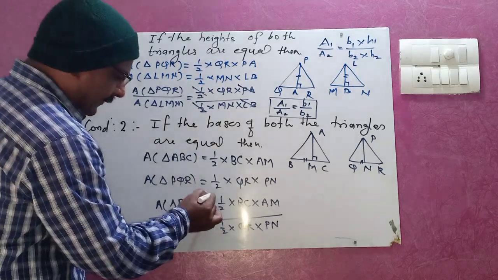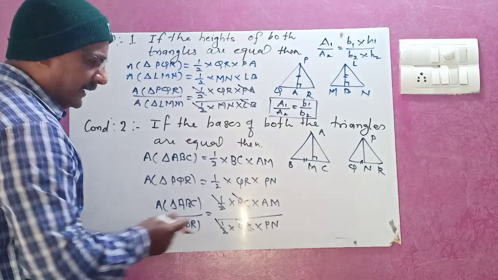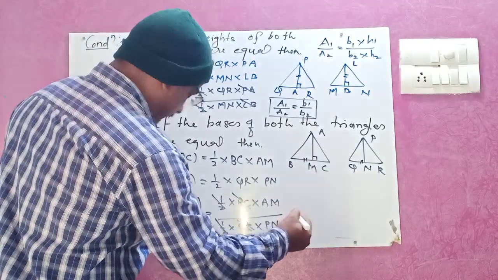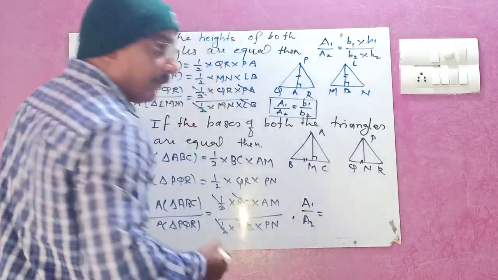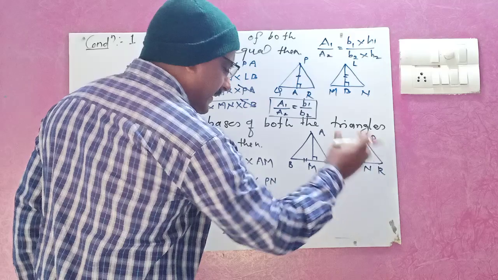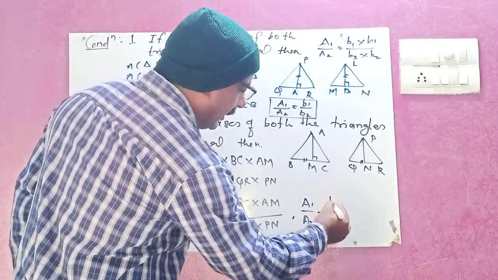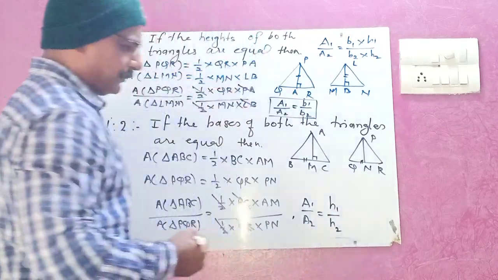So half and half get cancelled. This time the bases are equal, so they get cancelled. What is left? AM upon PN. So that means the ratio of the areas of two triangles when they have equal bases is equal to the ratio of the corresponding heights, H1 upon H2.